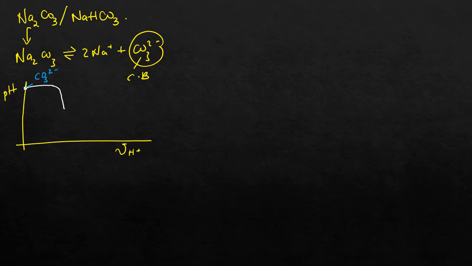So you have CO3 2-, and we are adding an acid, so producing HCO3-. So at the end point, you're going to have the bicarbonate produced in solution. So at this point, you're going to have what? HCO3-.